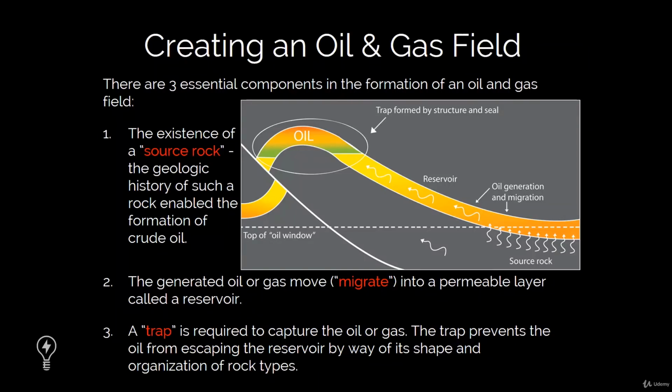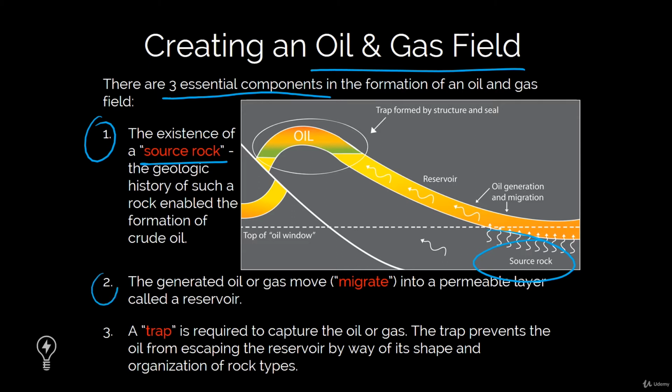So what does it take to create an oil and gas field? Well, there are three essential components to be aware of. The first is that there must be a source rock, and the source rock must be rich in hydrocarbons and buried deep enough so that the heat from the Earth's core can cook them into oil and gas. This is usually a fine-grained shale rich in organic matter.